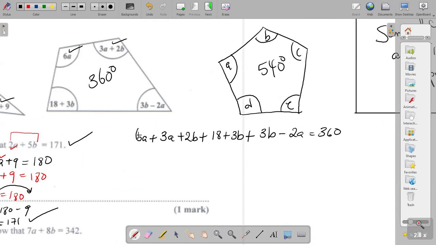Again, just like what we do, we're going to group all the a's. So I'm just going to use a different color to make it easier. So let's do all the a's. Did I make a mistake somewhere? No, this is right, because this was 6a by itself. So you're going to have 6a plus 3a minus 2a. Did I get all the a's?